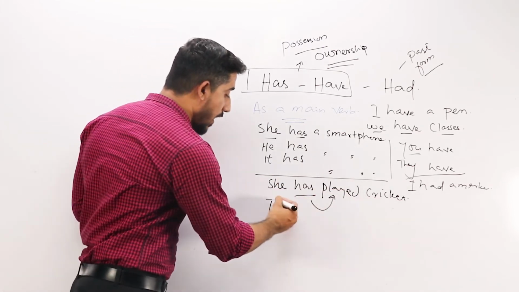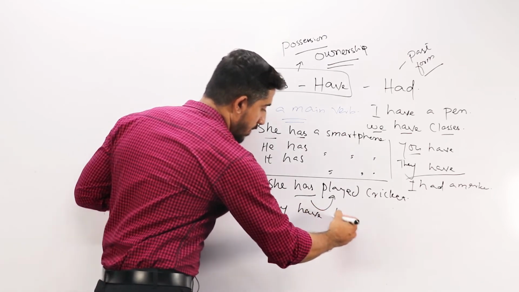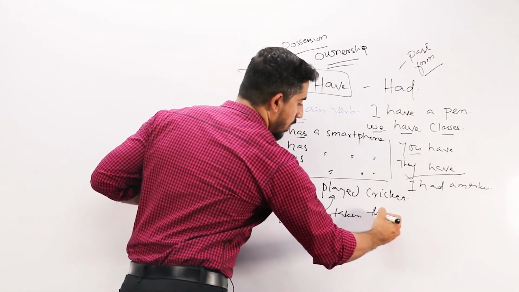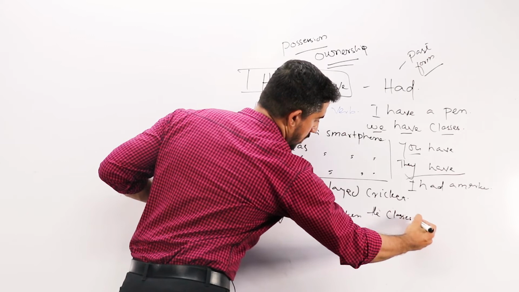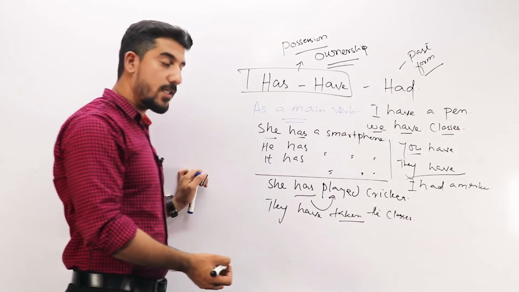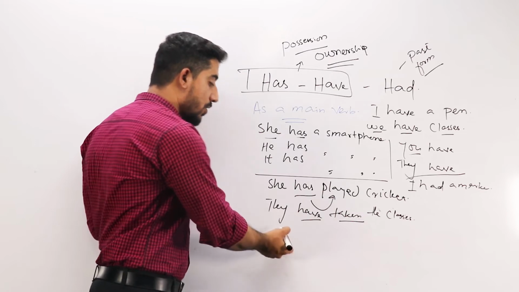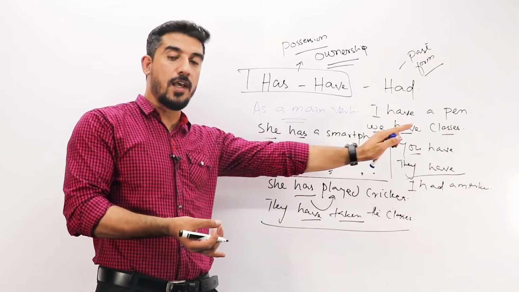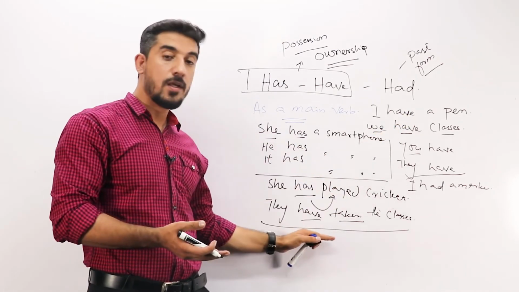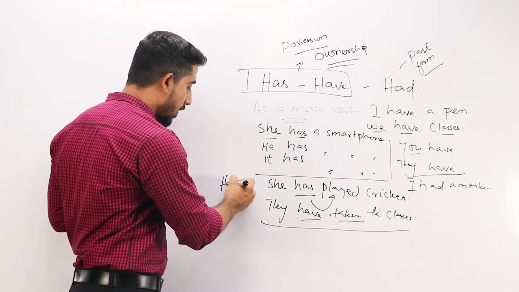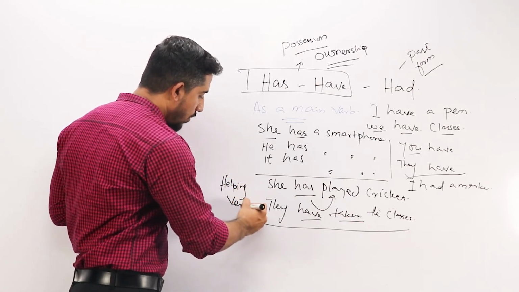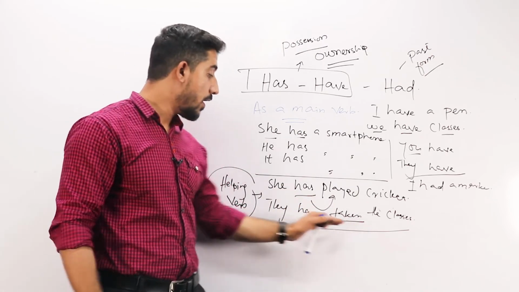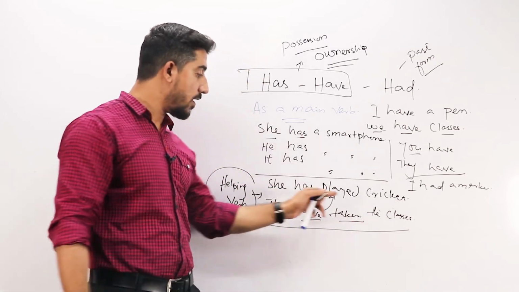Similarly, they have taken the classes. Here, taken is the past participle, third form of the verb take. The structure is the same: I have, they have, we have, you have is a helping verb. Here it is used as a helping verb because the main verb is here. If you see here the verb is taken, here it's played.